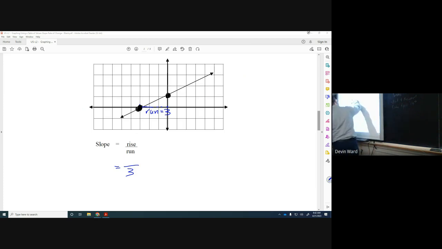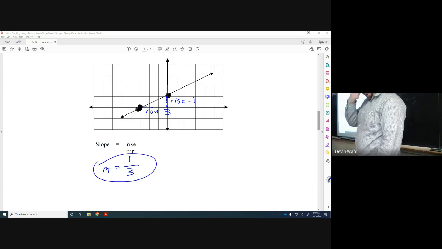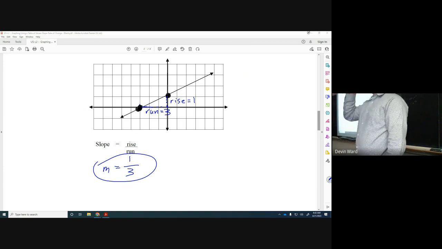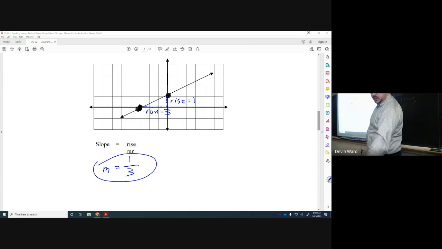Now, my rise is how much I'm going up or down. What's the rise, Robbie? 1. Just 1, perfect. So I'll have 1 over 3. So that's just my slope. I can't reduce it down to any lower terms. Okay, so let's copy this down, then I'll go more into that.